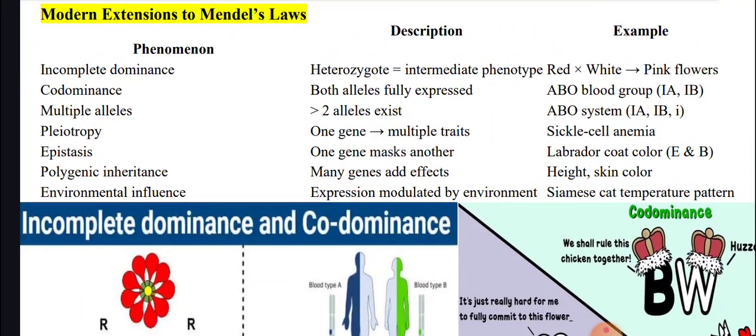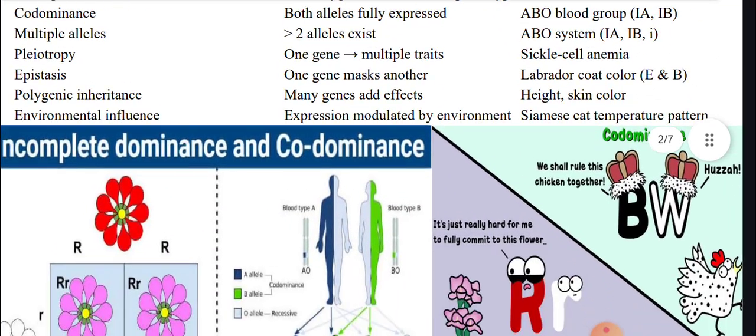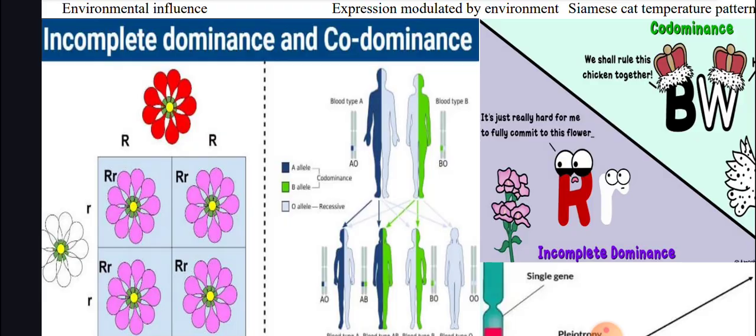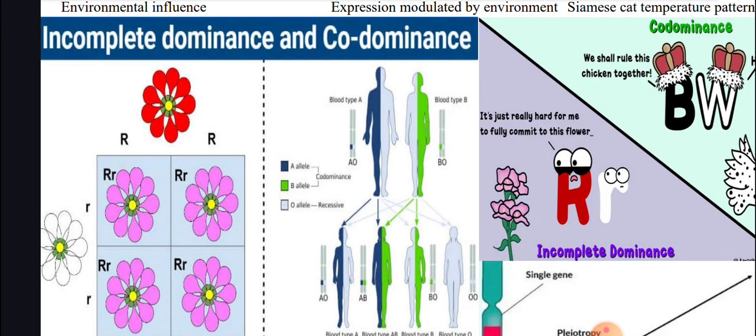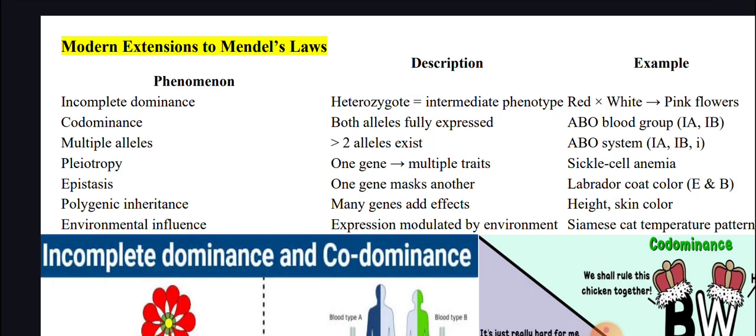The classic example: snapdragon flowers. You cross a true-breeding red flower, RR, with a true-breeding white flower, WW. The heterozygous offspring, RW, aren't red or white, they're pink. A blend, at the phenotypic level. But importantly, the alleles themselves, R and W, are still discrete units.